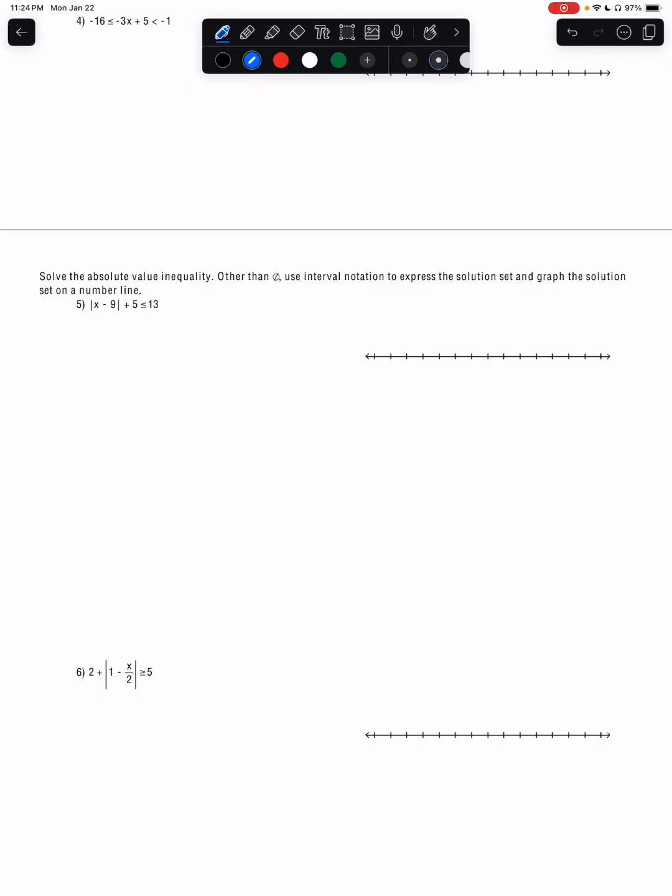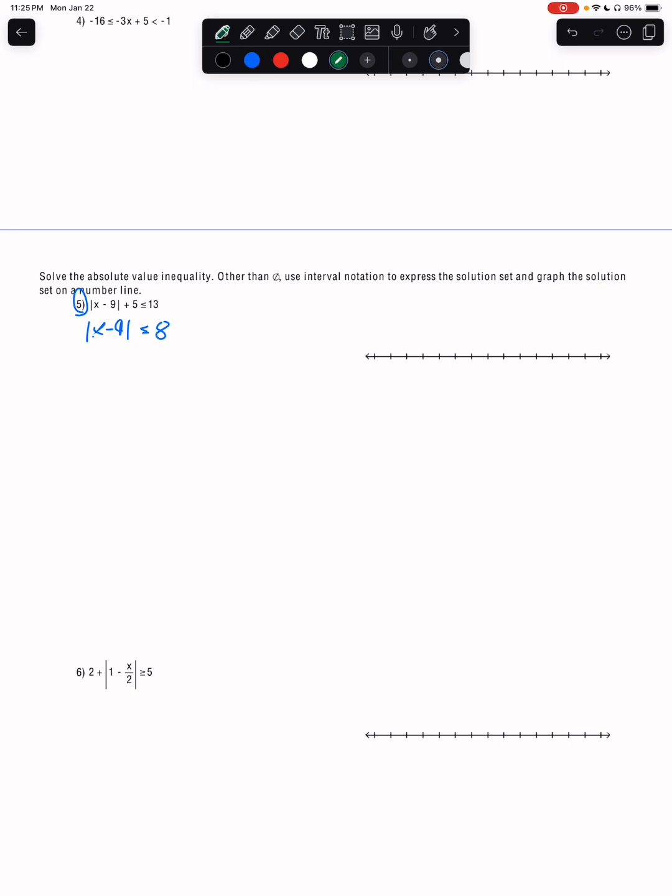Alright, now we're going to do number 5. Solve the absolute value inequality. Use interval notation to express the solution set and graph the solution set on the number line. So looking at number 5 right here, we have the absolute value of x minus 9 plus 5 is less than or equal to 13. Let's start by just moving the 5 to the other side. So we'll subtract both sides by 5. It gives us 8 over here.